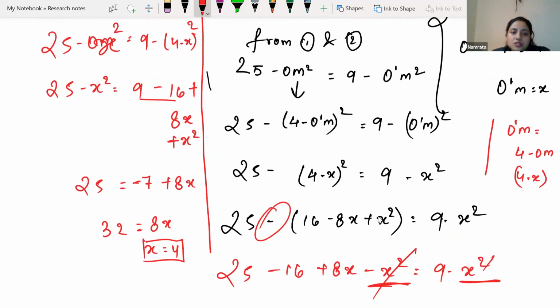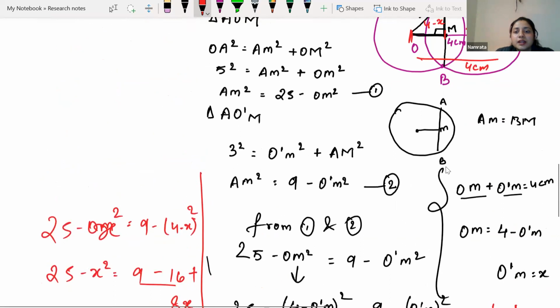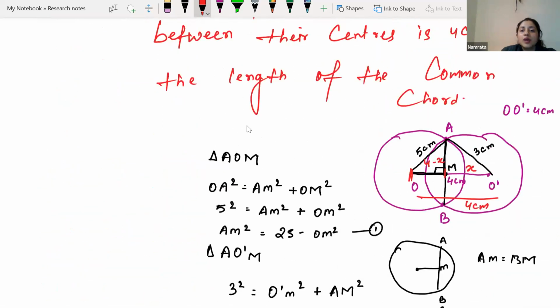We will get back to this one. However, while taking the other way, if I am saying that OM, this one, is x, just look at the figure. Can you see it? If OM is x, then O dash M will be 4 minus x. Yes or no? If this total length is 4 centimeter, and OM, this much only, is x, then the remaining will be 4 minus x. Yes or no?